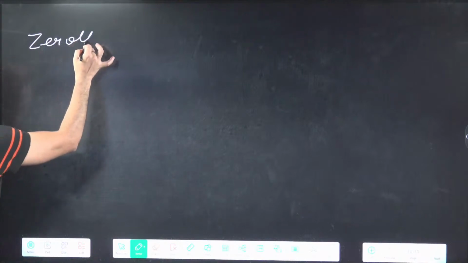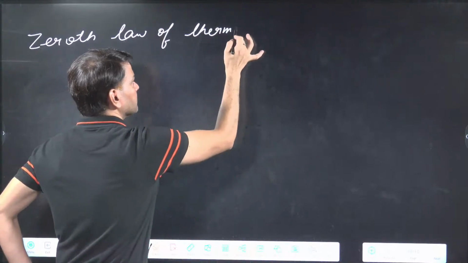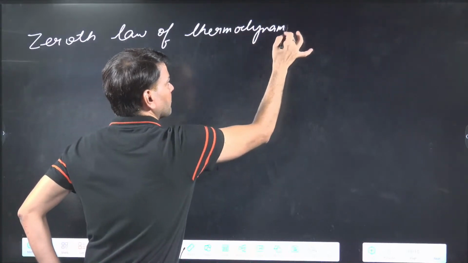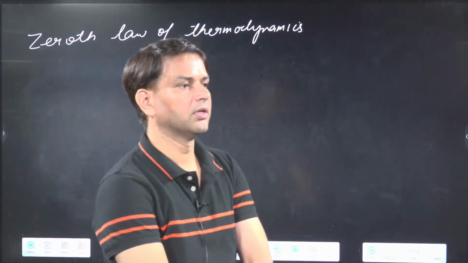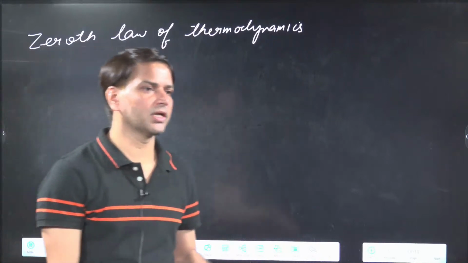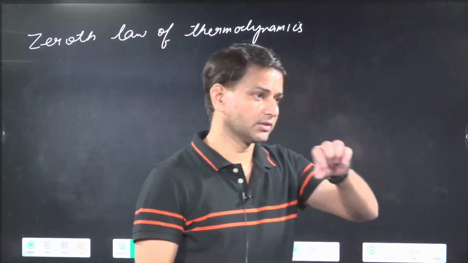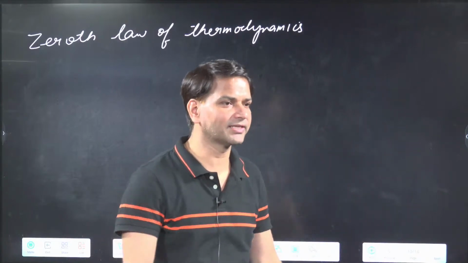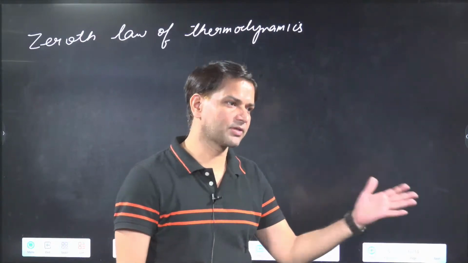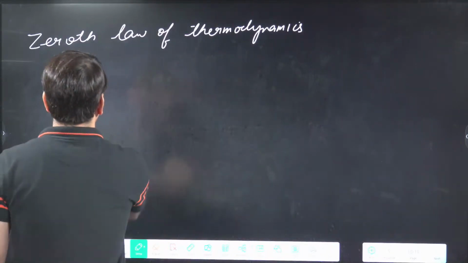So the first one is the Zeroth Law of Thermodynamics. For the Zeroth law, there is no mathematical relation; it is only a statement. So we have to know the statement, because they can give the statement and ask whether it is the law of conservation of energy, law of conservation of momentum, Zeroth law of thermodynamics, or first law of thermodynamics. So what is the Zeroth law of thermodynamics?